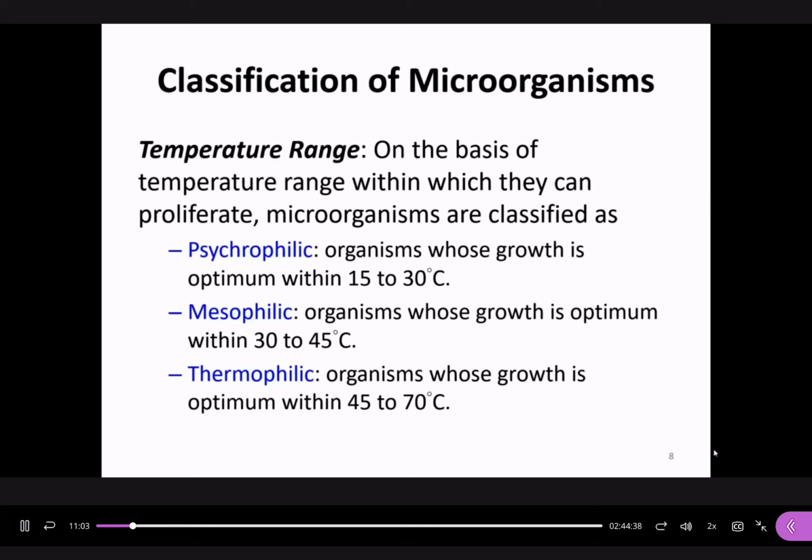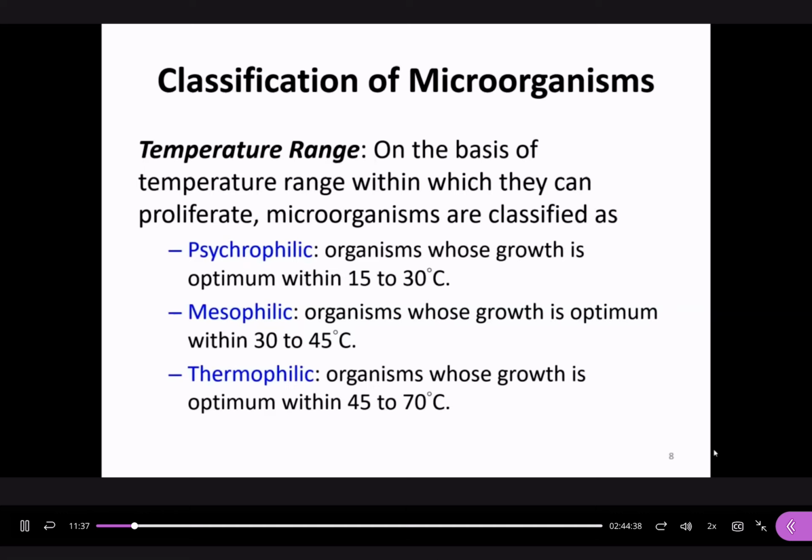And also based on the temperature range they prefer, we have three ranges: psychrophilic organisms, whose growth is optimum within 15 to 30 degrees Celsius, so actually low temperature; mesophilic, 30 to 45; and then thermophilic, 45 to 70.